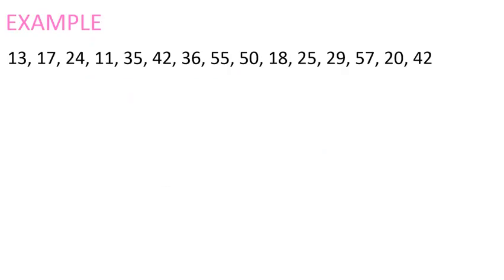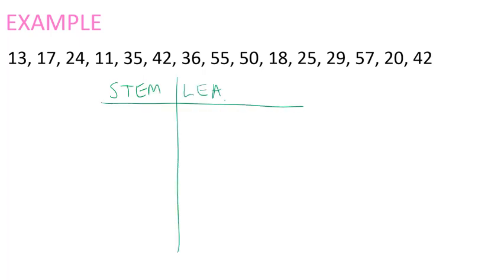Let's have a go at drawing a stem and leaf plot. So I have my stem, which is the first part of the number, and my leaf, which is the second part of the number. So my smallest number here is 11. So the stem of that number, the first part, is a 1. And my numbers go all the way up to 57 is the largest. So I've got my stems 2, 3, 4, and 5. Then I can put in my leaves. So that's the second part of the number.